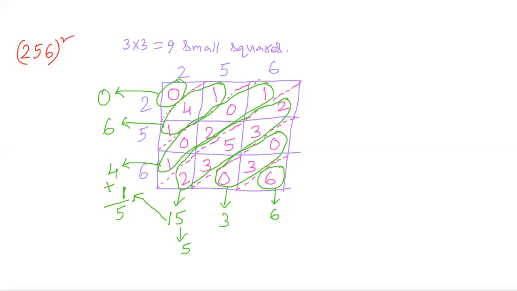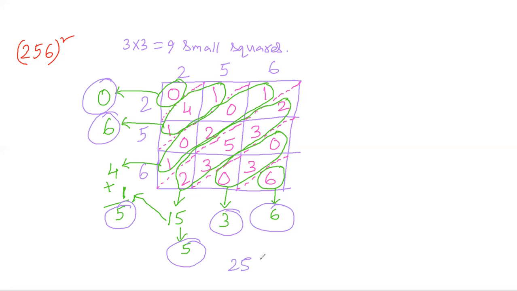So now finally what are we getting? We are getting this 0, this 6, this 5, this 5, this 3 and this 6. Now 256 whole square is equal to, we have to take from this side, first digit 0, then 6, then 5, then 5, then 3, then 6.